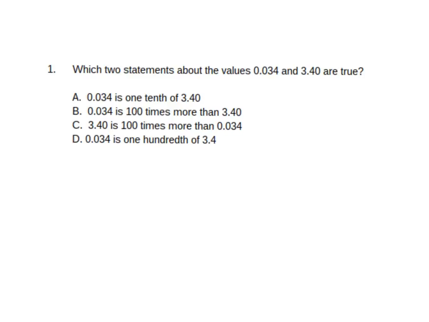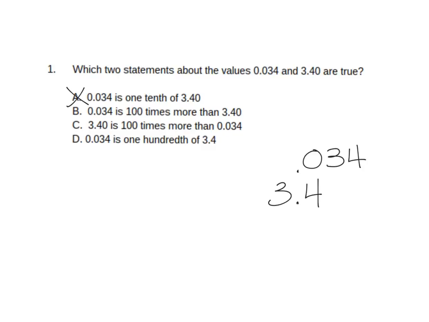So let's look. A, B, C, and D say it's 1/10 of, 100 times more, 100 times more, and 1/100th of. So let's look at these two numbers lined up and compare them. We have 34 hundredths and 3 and 4 tenths. The first one says that this number is 1/10 of this. Well, if this is 1/10 of this, it would be this divided by 10, and the decimal would be right there. So is this 1/10 of this? No, because there's a decimal and then a 0. So it can't be A.